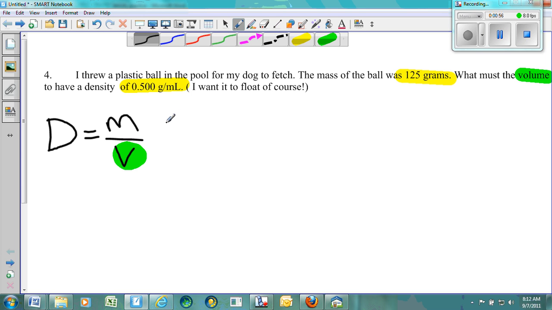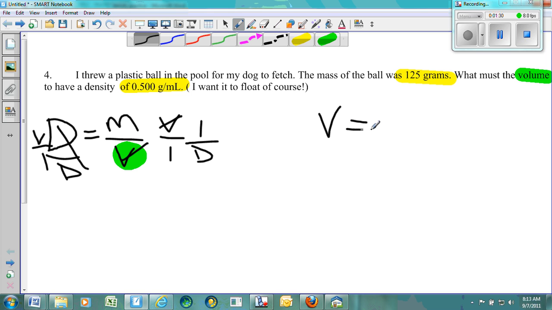Algebraically, if I multiply both sides by V, and we could put V over 1, that's going to cancel the volume off this side. Then I could divide both sides by D. When you divide, you more or less have 1 over D, and that's going to cancel D off this side. I'm just playing some games with the variables. You may very well, over time, recognize that D and V will switch places in this case, and I'll end up with V equals m over D.